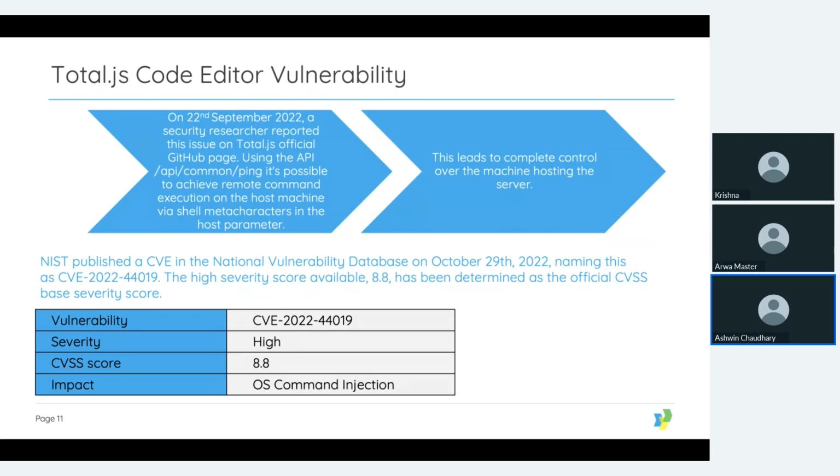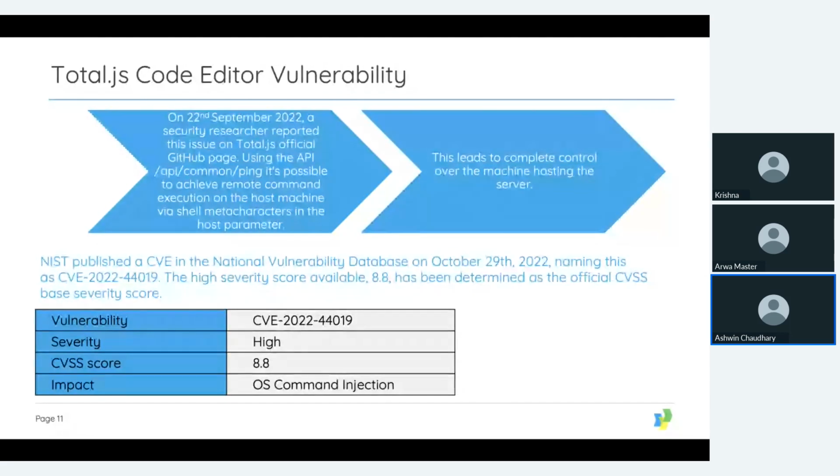Now, based on this vulnerability, which was discovered on 22nd September, NIST published this CVE number 2022-44019 in their database with a severity score of 8.8, which means high. It is a high vulnerability, right? It's not medium or low, it's high.